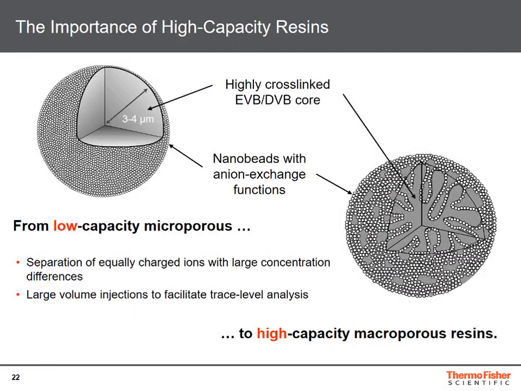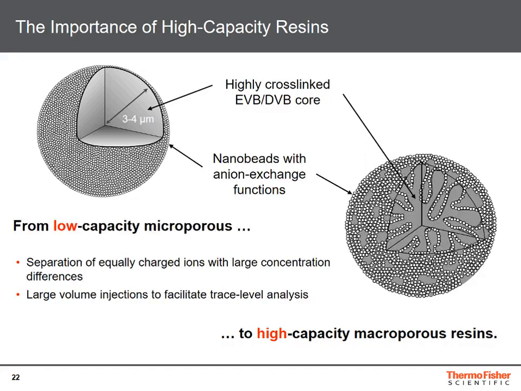A very important parameter in the discussion of ion exchange stationary phases is the ion exchange capacity of those resins. As mentioned earlier, we are differentiating between low capacity microporous and high capacity macroporous resins. A macroporous resin particle is shown on the right side of this slide. It has a pore size of almost 2000 angstrom, and that means that the nanobeads can diffuse into the interior parts of the pore. In this way, we can increase the ion exchange capacity of the resin by almost a factor of 10 without changing the surface area or the particle diameter of such a particle.